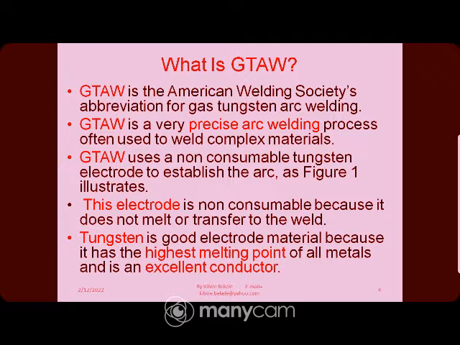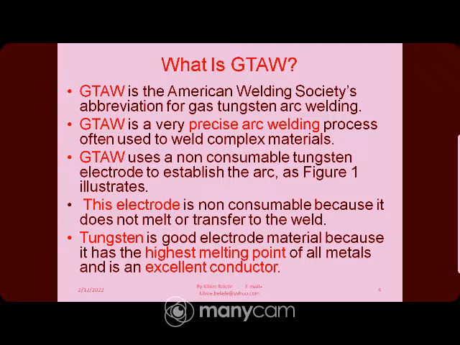So this welding process can weld every type of metal, but because of its complexity and the cost of the process, it is important to use it on complex materials. So the gas tungsten arc welding process uses a non-consumable tungsten electrode to establish the arc, as illustrated in the figure below, in figure 1.